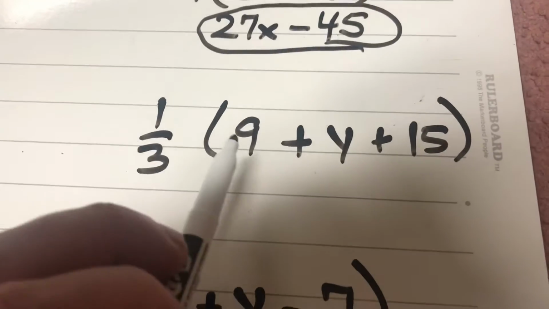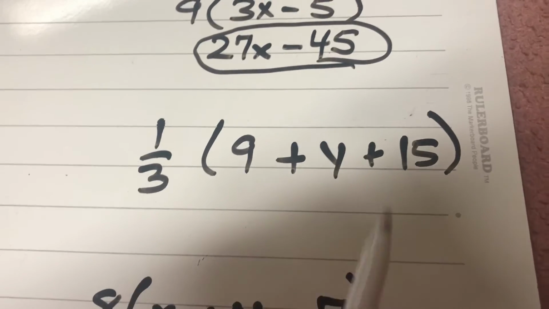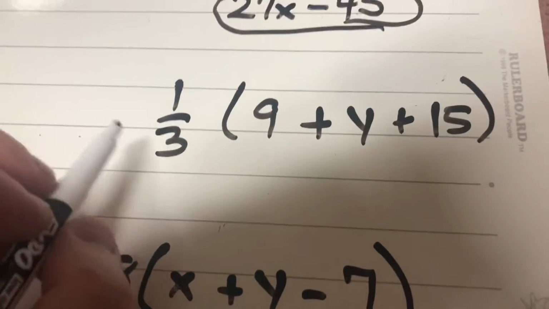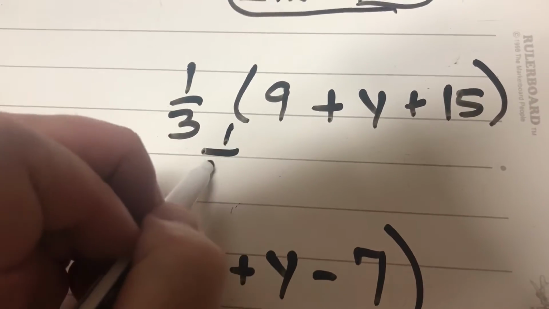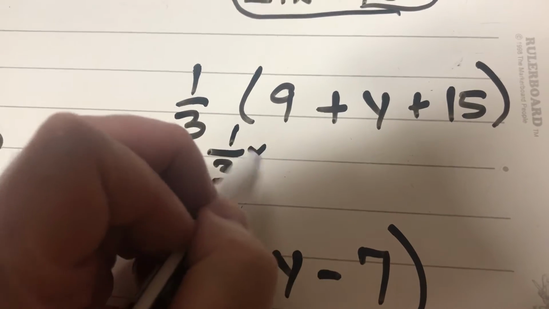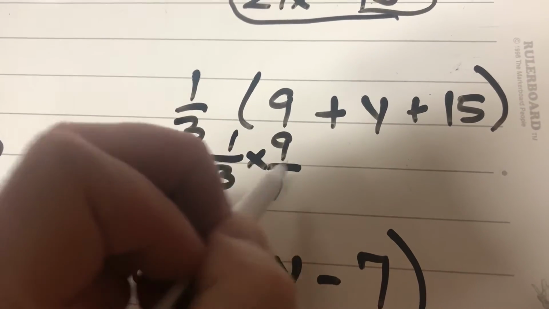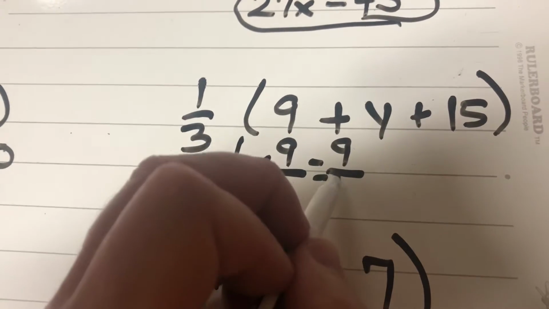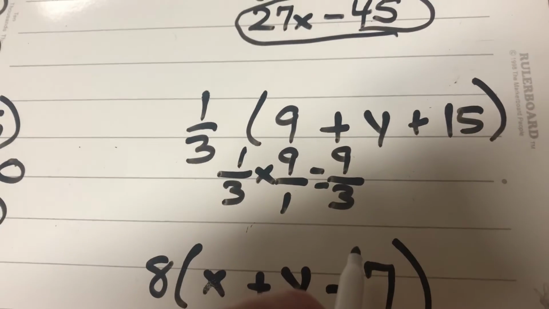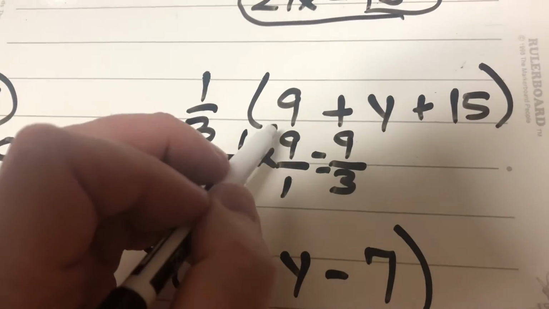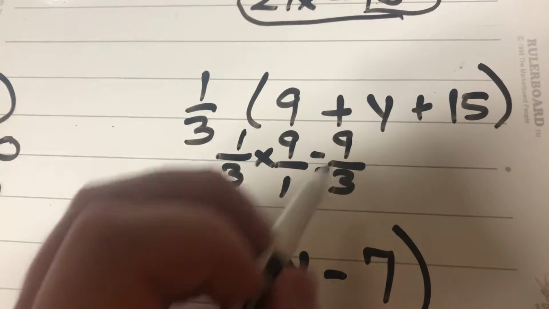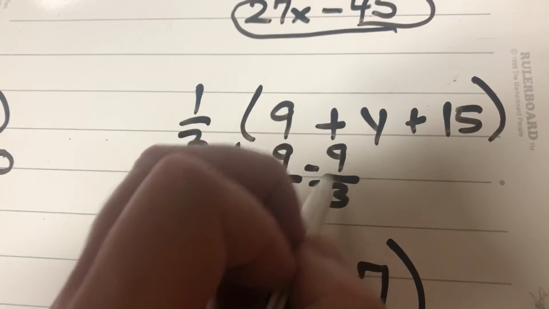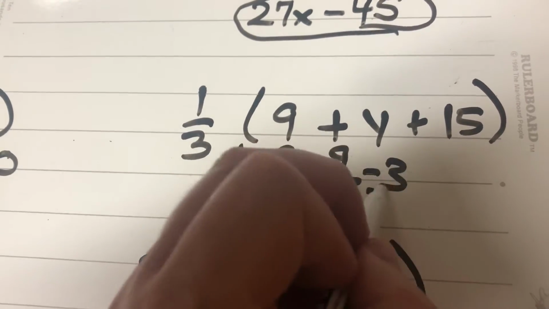Let's go to this one. 1/3 times 9 plus y plus 15. Well, when I do 1/3 times 9, remember that's just multiplying fractions. 1 over 3 times 9 over 1. Well, 1 times 9 is 9. 3 times 1 is 3. I could have also simplified that and made that a 3, made that a 1, but that's a pretty simple problem. 9 divided by 3 equals 3.